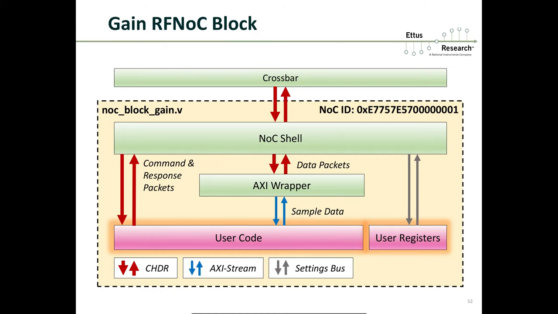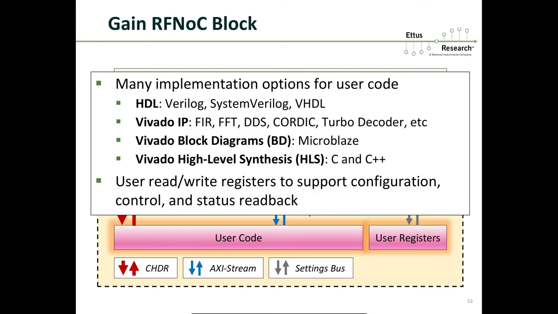So we've covered NoC shell and AxiWrapper and the associated AxiStream buses. Now let's get into the real meat of our design, which is the user code and the user registers. What makes our design, our RFNoC block, unique to other RFNoC blocks? For the user code, there's many options that we can use to implement it. We can, of course, use HDL, Verilog, SystemVerilog, VHDL. They're all supported. A question that often comes up is, does RFNoC support mixed HDL designs? Sure, you can mix Verilog, SystemVerilog, and VHDL. No problem there.